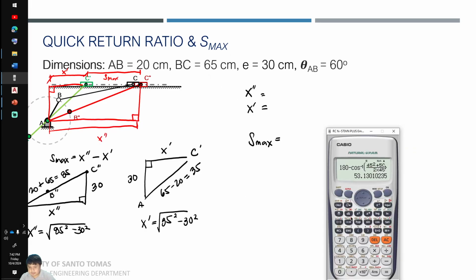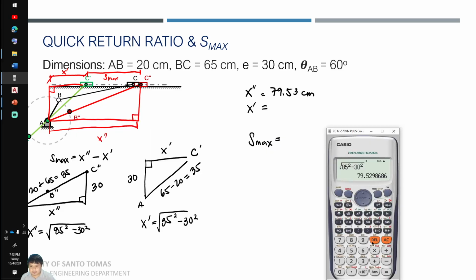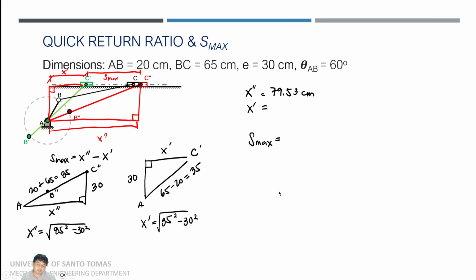So let's compute that. So you have 85 squared minus 30 squared. So this will be 79.53 centimeters. And then for x prime, you have the square root of 35 squared minus 30 squared. So we have 18.03.